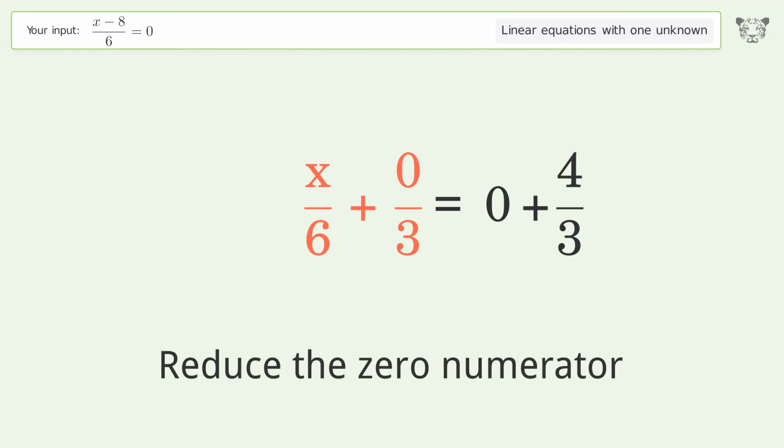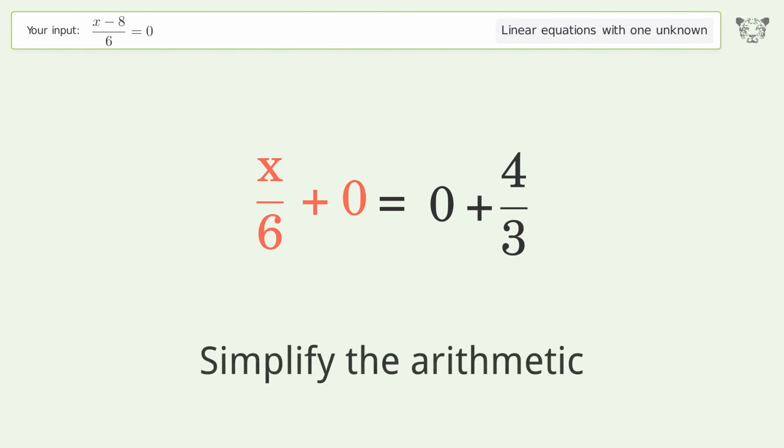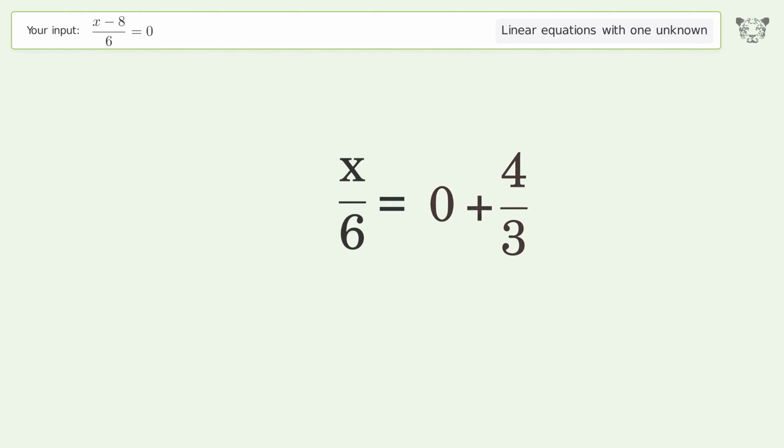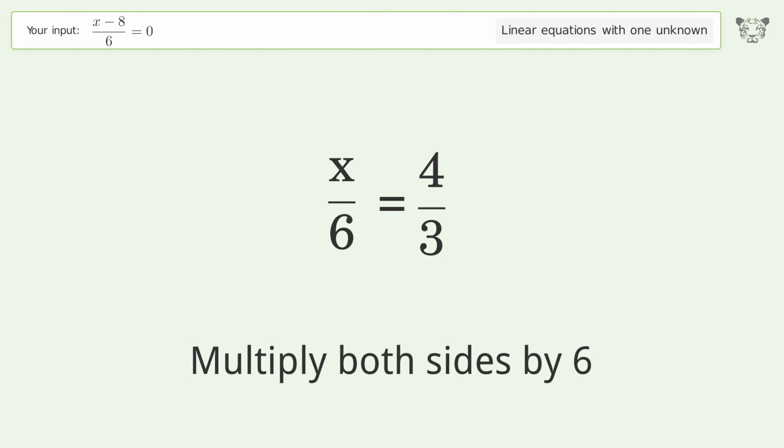Reduce the zero numerator. Simplify the arithmetic. Isolate the x. Multiply both sides by 6.